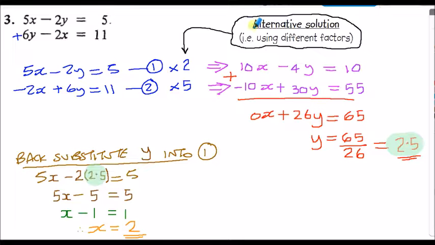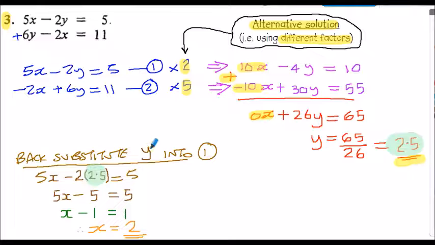And here's an alternative solution to question 3 using different factors. In other words, in this solution, equation 1 is now being factored by 2, and equation 2 is now being factored by 5. So that now means we can eliminate the x terms from the equation. Notice we are still adding the equations as we have a positive 10x and a negative 10x.